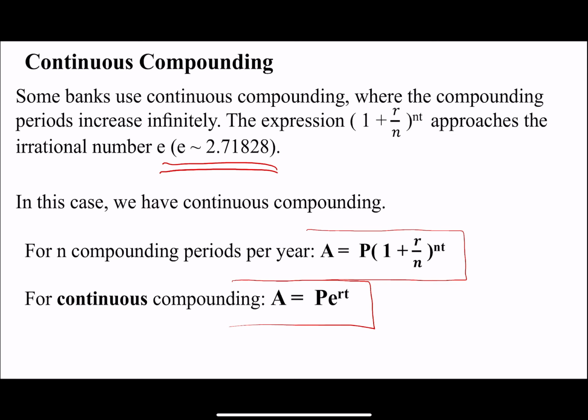We talked about irrational numbers when we were talking about number theory. We said that we can have terminating decimals, we can have repeating decimals, but for irrational numbers, the decimals never end. It's not terminating, it's not repeating. So this is the equation that we have for continuous compounding.